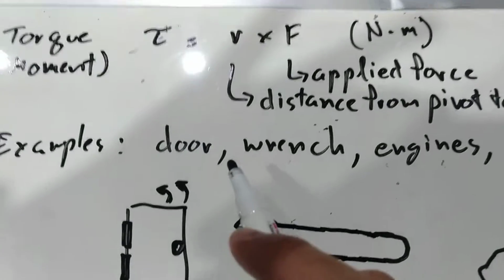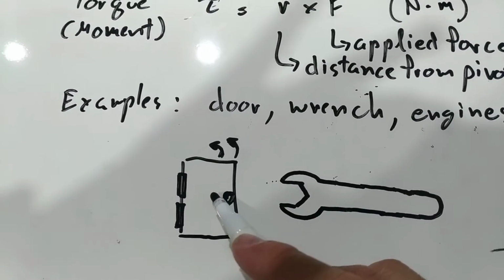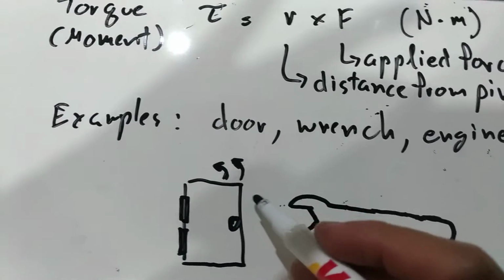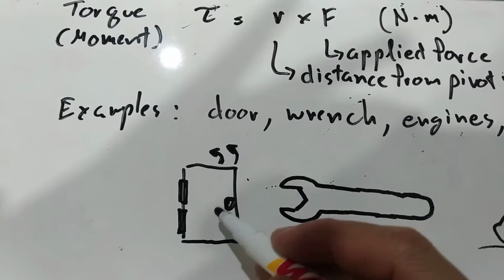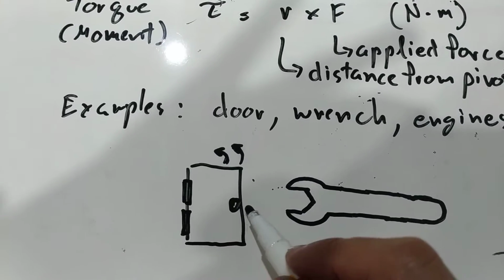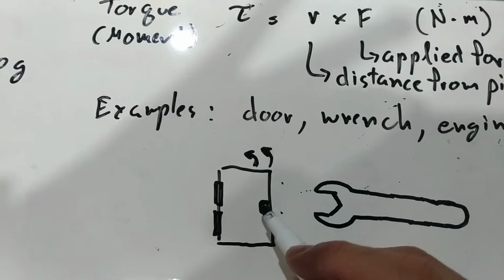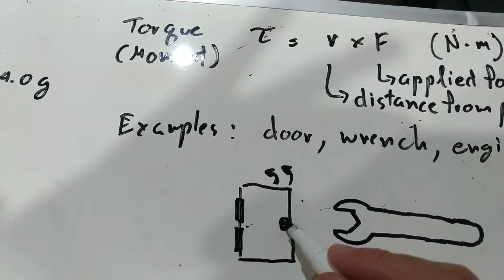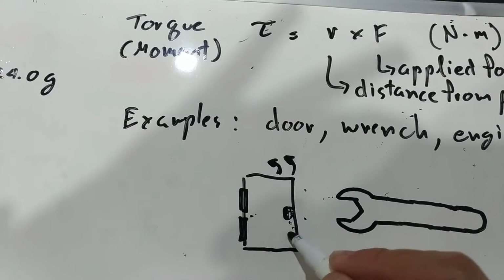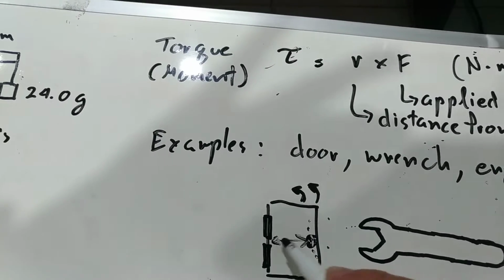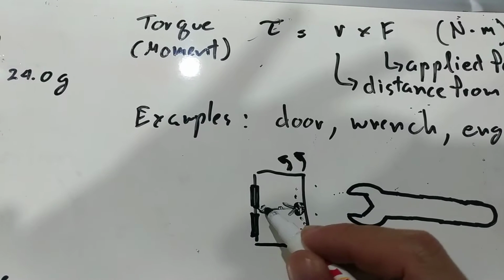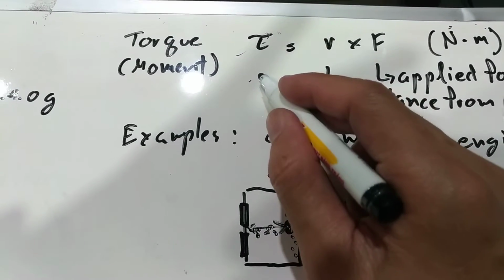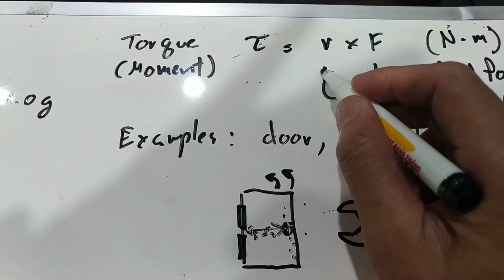Example of torque: a door. When you open a door, it rotates. It doesn't translate. There's no translation motion, only rotation motion. It rotates back and forth, which we call clockwise or counterclockwise. Where you push the door will determine how much torque you have. Most people will push the door furthest away from the hinge. This gives you the most torque. If you push it close to the hinge, you don't get a lot of torque, and it becomes harder to open the door, especially a heavy one. So again, torque depends on the distance from the pivot to the force.